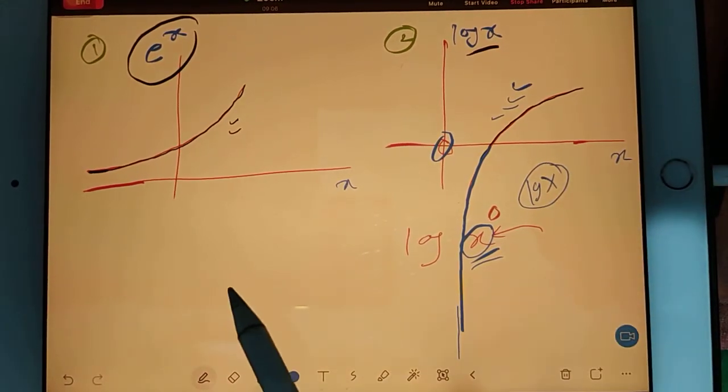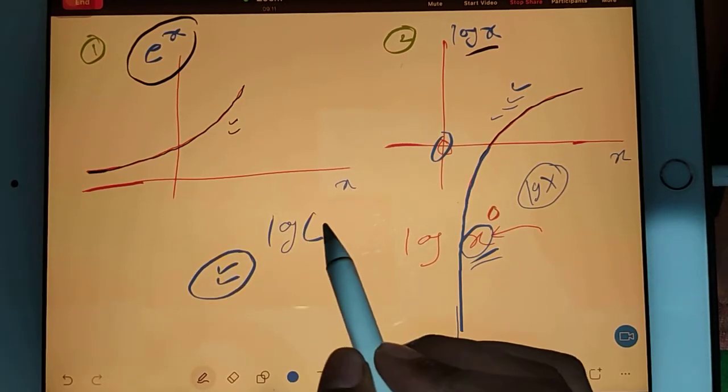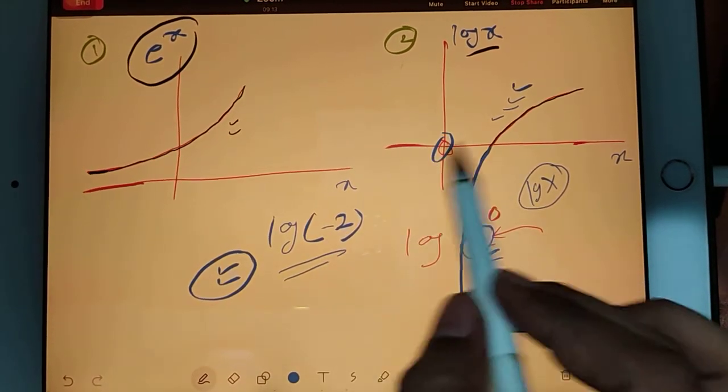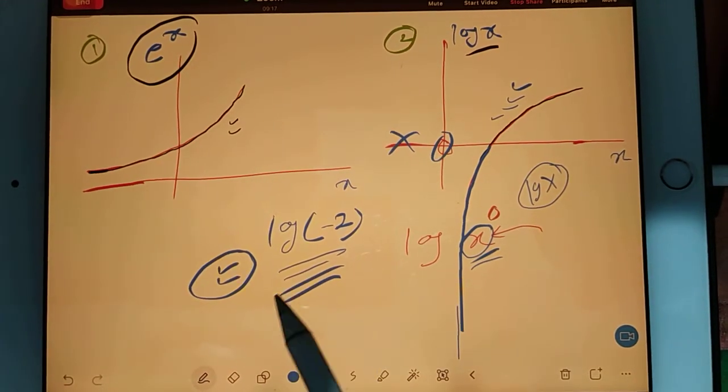Okay, is log valid for a negative argument? I mean, can you find the value of log -2? No, because you don't have a graph at all. So that's why if you put it in the calculator, you'll get a syntax error.